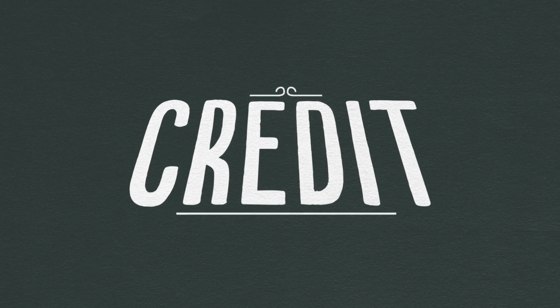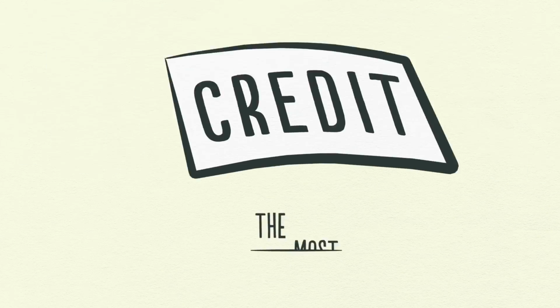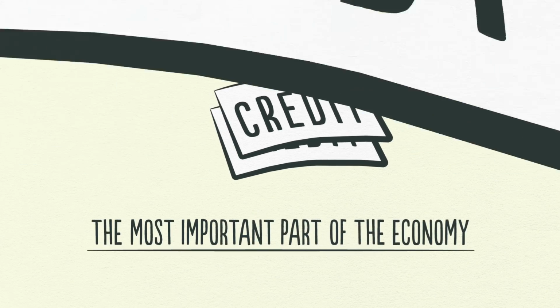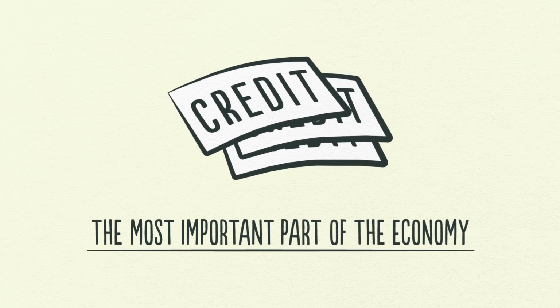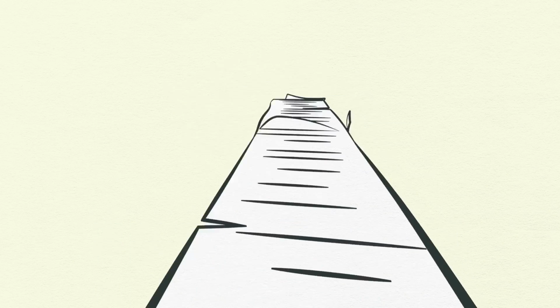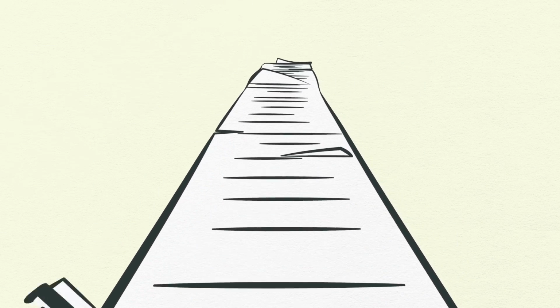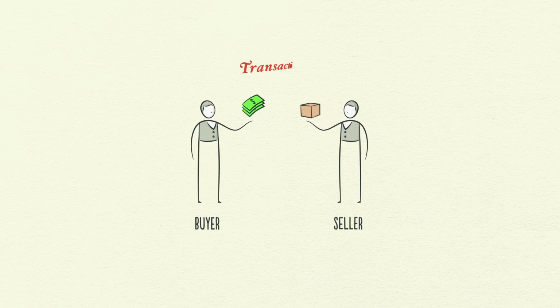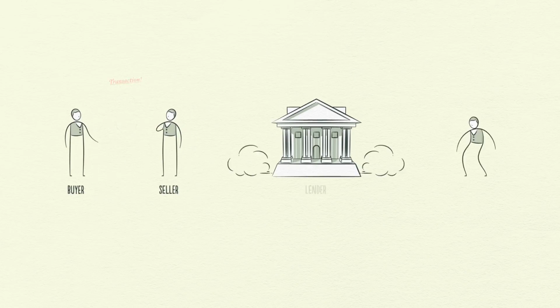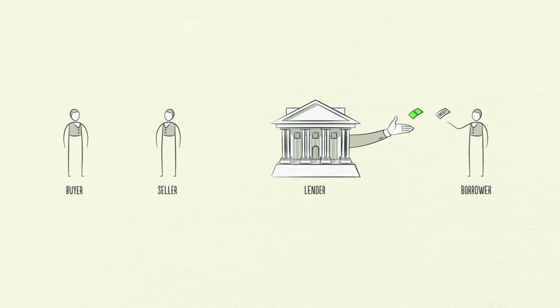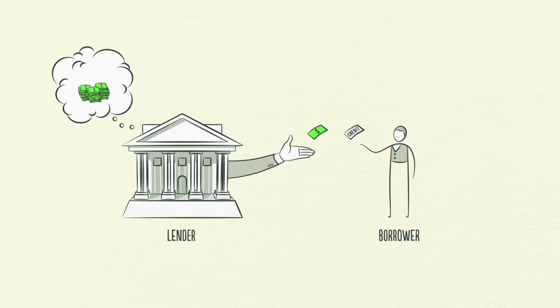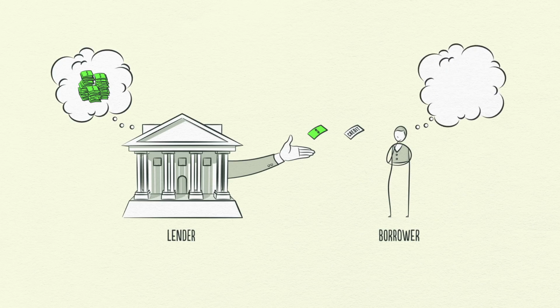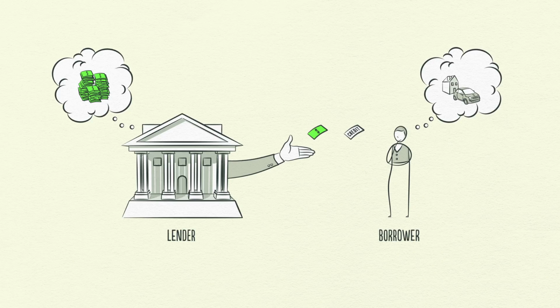I want you to pay attention to credit. Credit is the most important part of the economy and probably the least understood. It's the most important part because it's the biggest and most volatile part. Just like buyers and sellers go to the market to make transactions, so do lenders and borrowers. Lenders usually want to make their money into more money, and borrowers usually want to buy something they can't afford, like a house or a car, or they want to invest in something like starting a business.